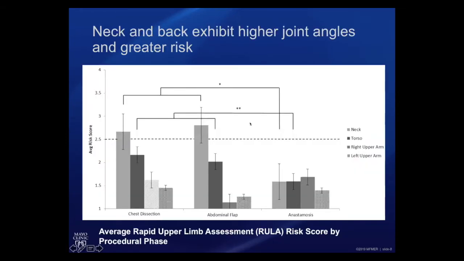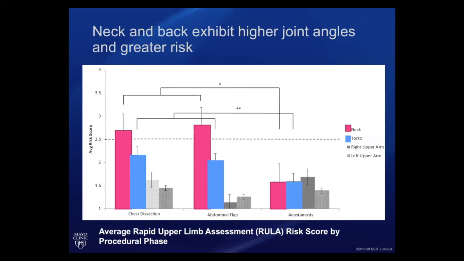Here are the primary results. You can see that the neck and back exhibit higher joint angles and are at greatest risk during the chest dissection and abdominal flap harvest. Specifically, looking at the neck angles, the average risk score of greater than 2.5 was found in the chest dissection as well as the abdominal flap harvest. Notably, when we were doing the anastomosis using an operative microscope, our risk scores normalized.